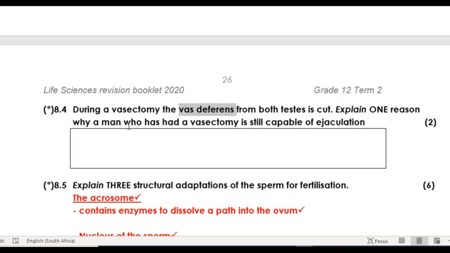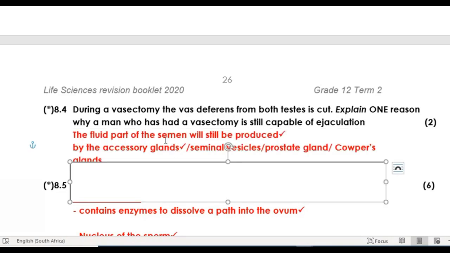Okay, so we know that when a man gets a vasectomy, the sperm will not go through the vas deferens, so there's no sperm, obviously. But there will still be other fluids, okay? So if you have anything like this, the fluid part of the semen will still be produced, and that is obviously true because the fluid part of the semen comes from the glands, okay?